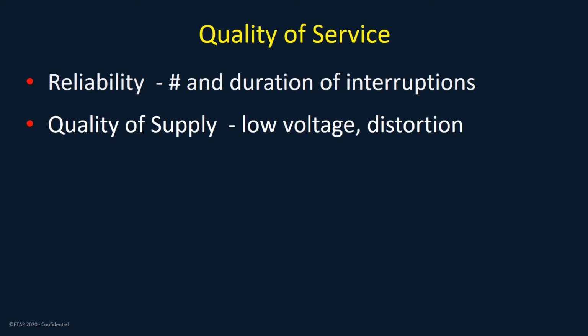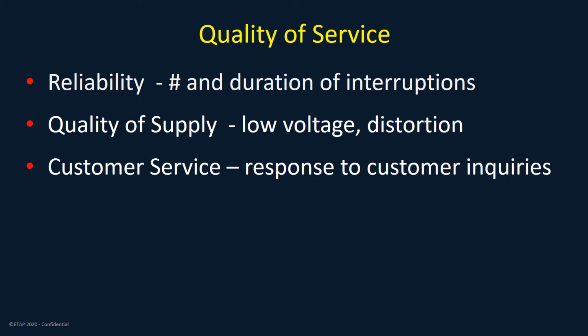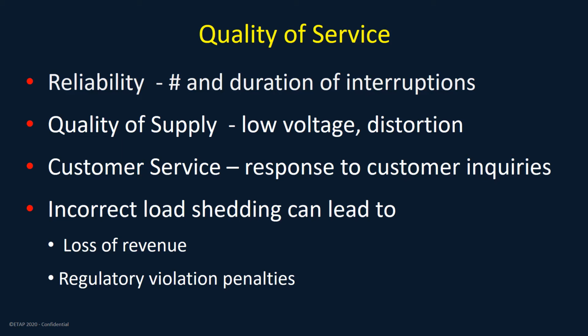The quality of service can also be based on the quality of supply, especially in industrial areas where voltage distortion and low voltage conditions can cause interruption of the internal processes. In this case, the load shed system must understand the voltage support that DERs can supply when performing load shedding. Both of the above lead to better customer service. Some utilities purely track quality of service based on customer inquiries. Optimizing reliability indices and quality of supply will minimize customer inquiries. Incorrect load sharing can lead to loss of revenue and unhappy customers. In regulated regions, it can also lead to violation penalties for low reliability.